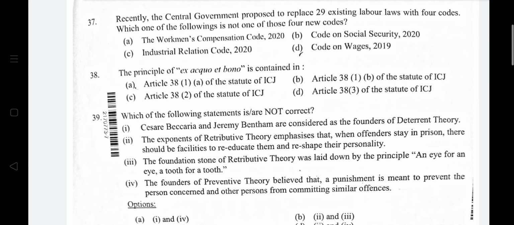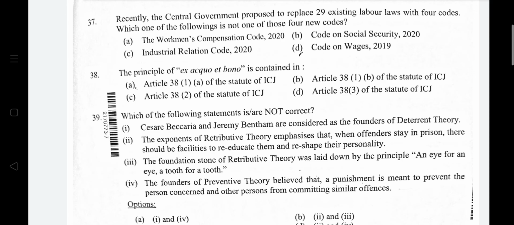Question number 38. Principle of ex aequo et bono is contained in option A, Article 38 1A of Statute of International Court of Justice, B. Article 38 1B of Statute of ICJ, C. Article 38 2 of Statute of ICJ, D. Article 38 3. Here correct answer is option C, Article 38 2 of ICJ.